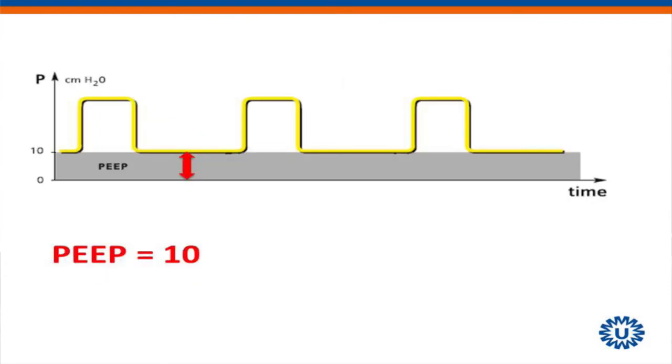What you see here is PEEP. Yeah? That's why the pressure curve is not returning to zero. It stays at 10 PEEP. Yeah? What are the reasons why we give PEEP? We give PEEP to prevent collapse of alveoli, and it's good for your oxygenation. Yeah?